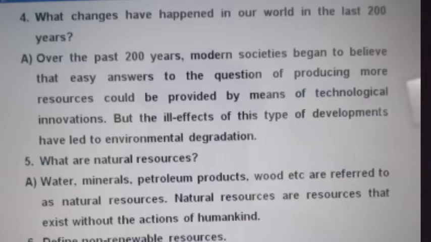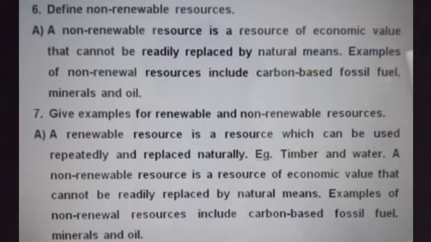Now the sixth question, define non-renewable resources. Answer: a non-renewable resource is a resource of economic value that cannot be readily replaced by natural means. Examples of non-renewable resources include carbon-based fossil fuels, minerals, and oil.